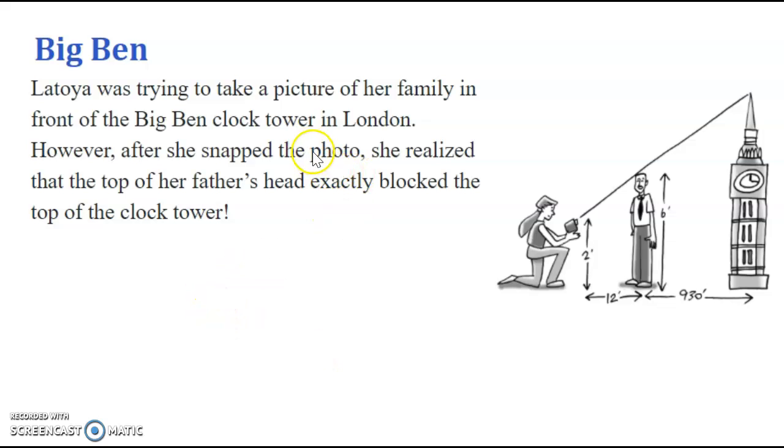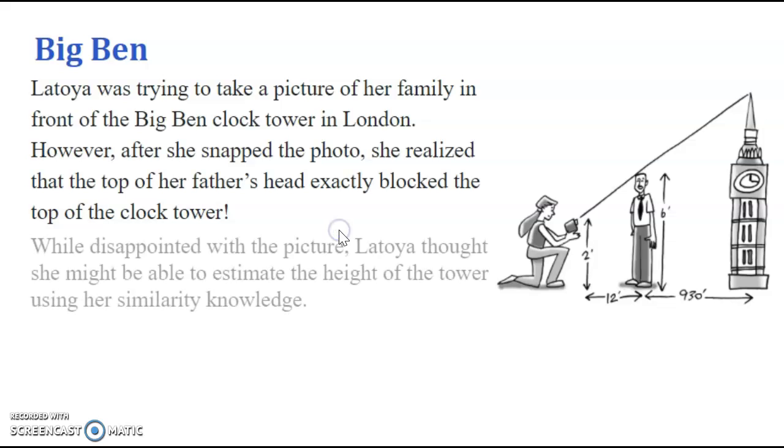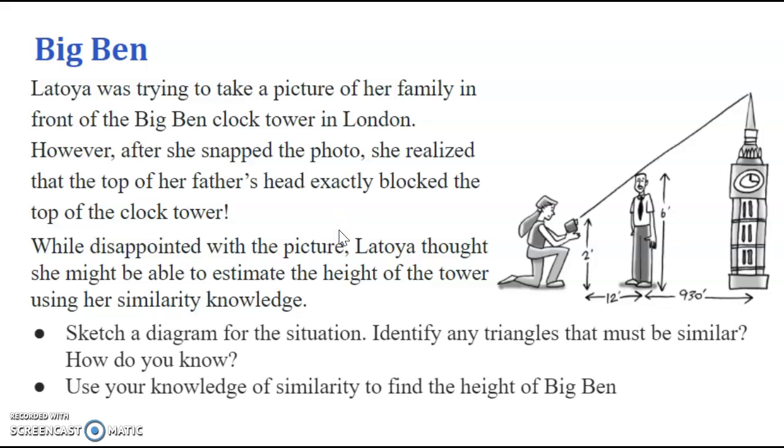So Latoya was trying to take a picture of her family in front of the Big Ben clock tower in London. However, after she snapped the photo, she realized that the top of her father's head exactly blocked the top of the clock tower. While disappointed with the picture, Latoya thought she might be able to estimate the height of the tower using her similarity knowledge. So she's going to do that. You need to sketch a diagram of the situation, then identify any triangles that must be similar, and you must state how you know that they are similar, and then use your knowledge of similarity to find the height of Big Ben.